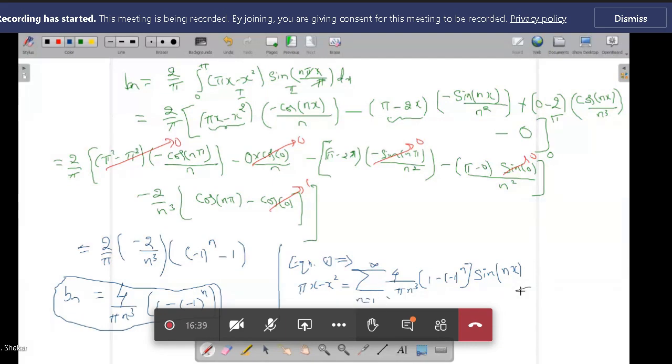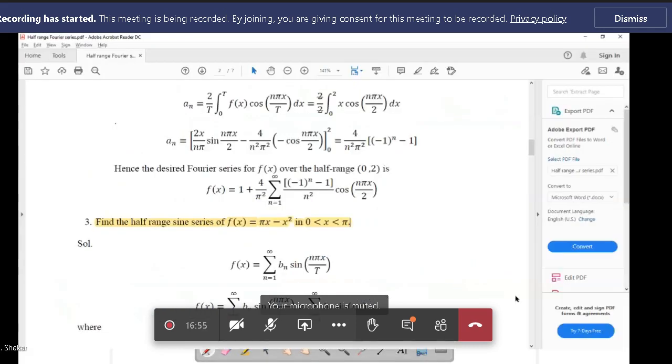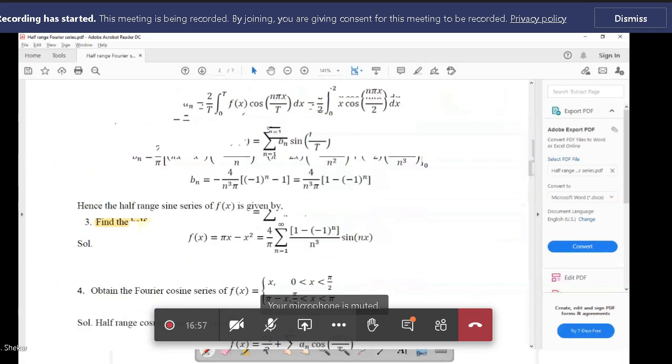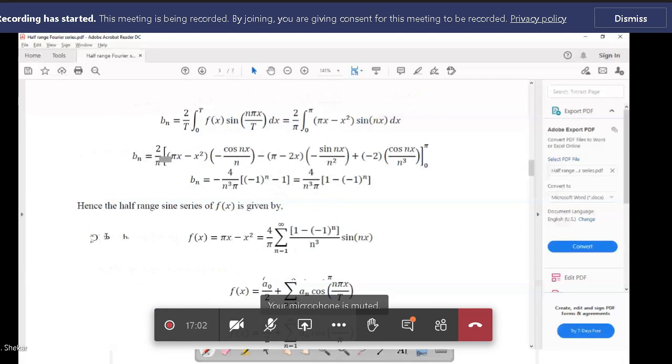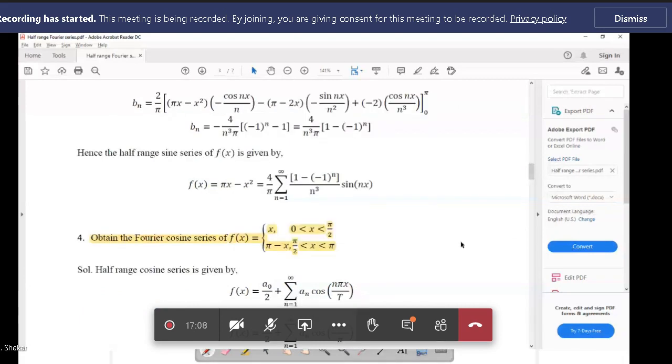Any doubt in this example? It is simple integration only. It's not complicated, I think, if you remember the definition of half range sine series. So let me take one more example. That is a piecewise function. Obtain the Fourier cosine series. Now we need to find a cosine series for the piecewise function x in the interval 0 to pi by 2 and pi minus x in the interval pi by 2 to pi.